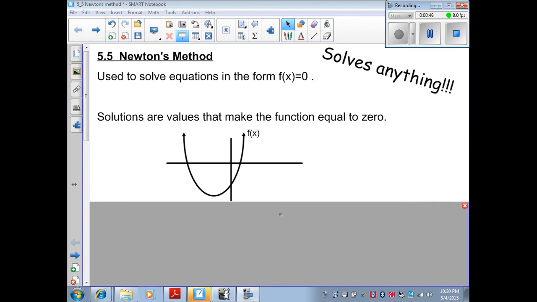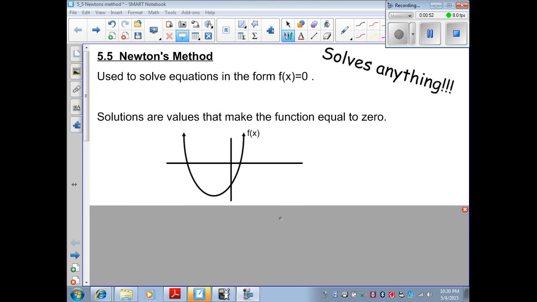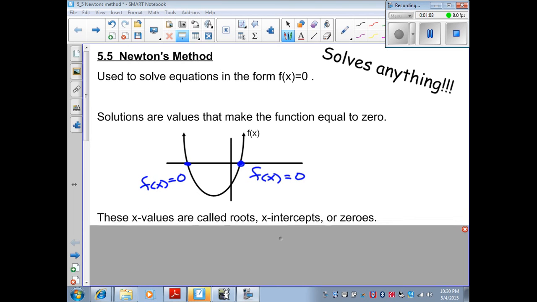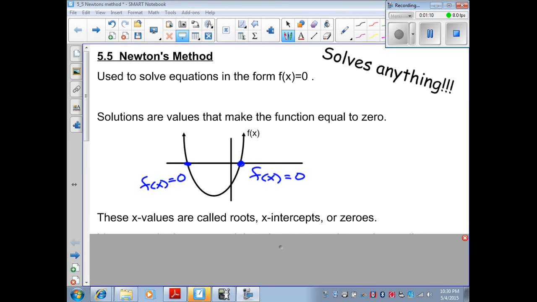And what we mean by solutions graphically are values that make the function equal to 0. Okay, so if this is f of x over here, this is a place in blue where f of x equals 0. It's an x-intercept. So we have to think graphically in order for this whole thing to work. So we're looking for x-intercepts on graphs, essentially. These x values are called roots, x-intercepts, or sometimes they're called zeros of the function.